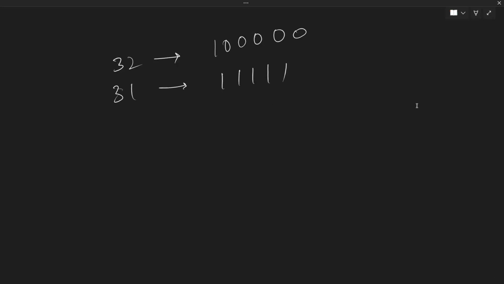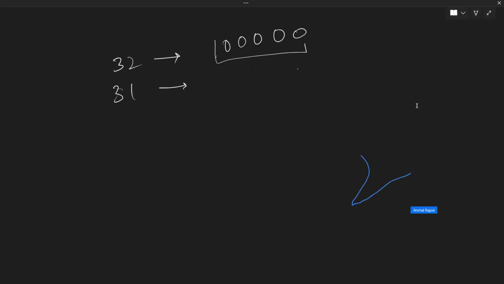Now, if you are given this and you have to remove these consecutive ones, what you can do is place a 1 after the most significant bit, and all of these will become 0. Let's look at these two. This is 32 and this is 31.